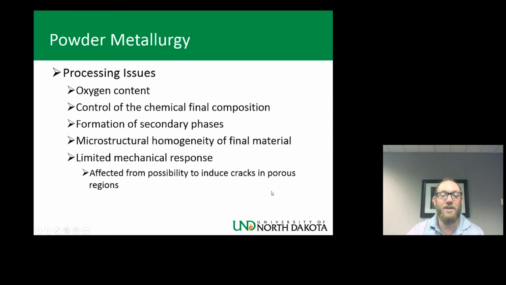The processing issues with powder metallurgy have been oxygen content and controlling the final chemical composition. You get formation of secondary phases, issues with the microstructural homogeneity of the final material, and they found that there is some limited mechanical response, which has been caused by induced cracks in the porous regions.